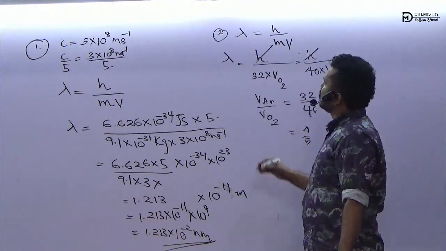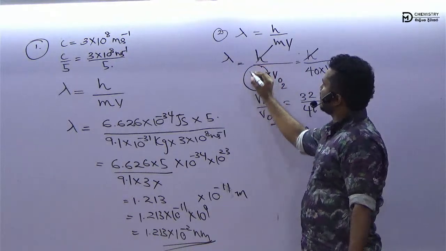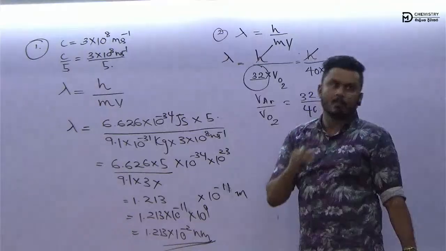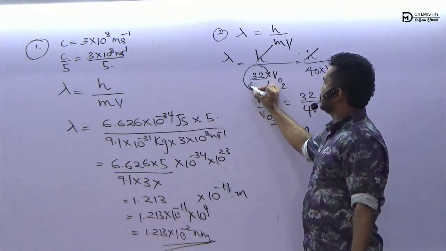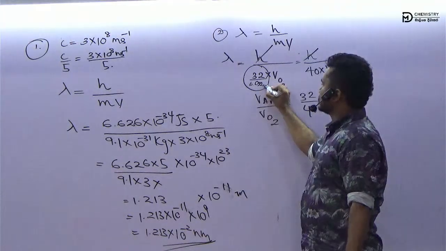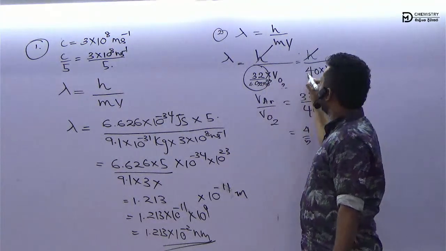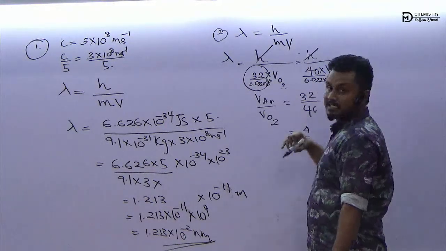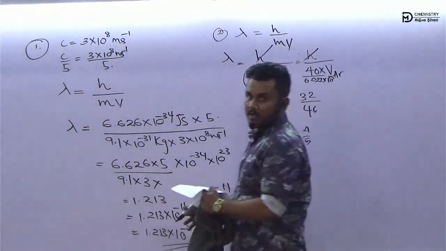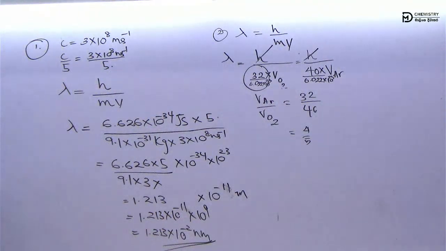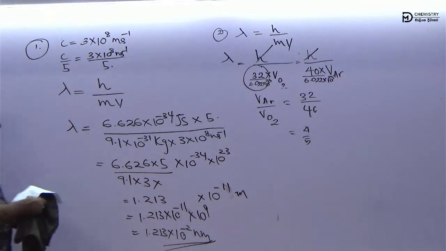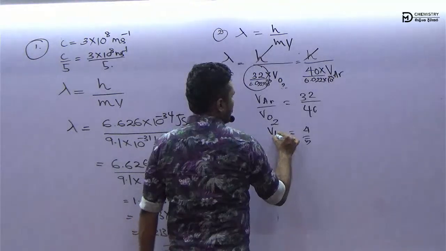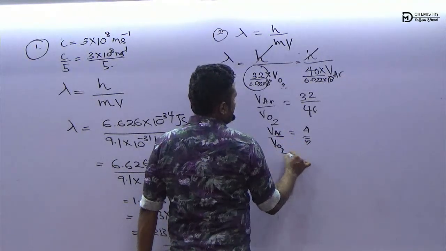So to calculate the mass of a molecule, we have to divide this molar mass, which means the mass of 1 mole, by the Avogadro constant. If you want to do it properly, 6.022 into 10 to the power 23. And here also, you have to divide by 6.022 into 10 to the power 23. So you can clearly see that is cancelled off and you will receive the same answer. Okay, Hari, that is the answer for the second one. So the ratio V argon to V oxygen is 4:5.